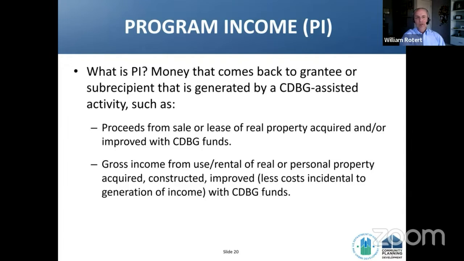Examples: proceeds from the sale or lease of real property that was acquired or improved with CDBG funds. Those proceeds would be considered program income. Can also include the gross income from the use of rental of real property, personal property acquired, constructed, or improved with CDBG funds. So those funds are considered program income, and we're going to talk about how those funds have to be treated. Next slide.